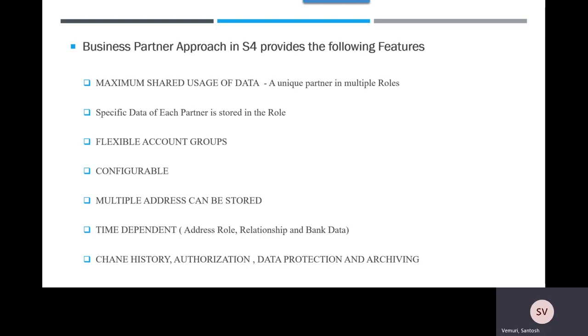So these are all the main features of your business partner. When I go inside my business partner, I can easily note down the maximum data share or specific data usage for a business partner role, flexible account groups, configurable multi-address changes, time dependency, change history. So these can be your main features of your business partner. So maybe if somebody has already written the certification, they can easily identify such questions will be available from the business partner point of view in the examination.